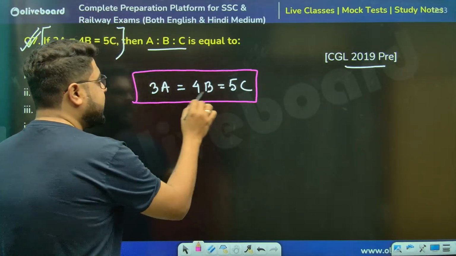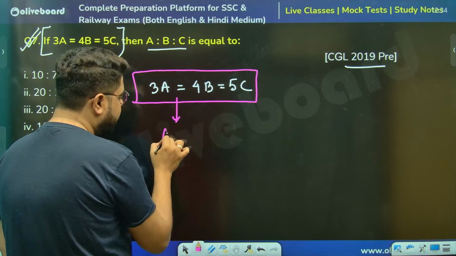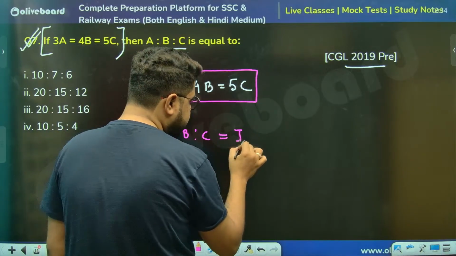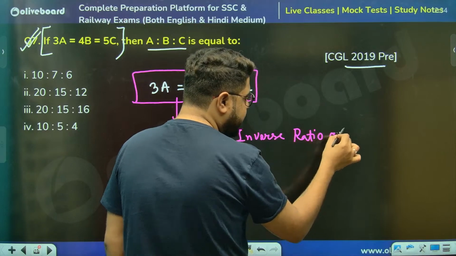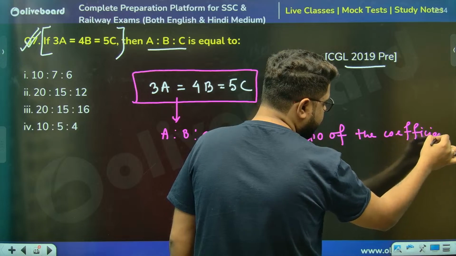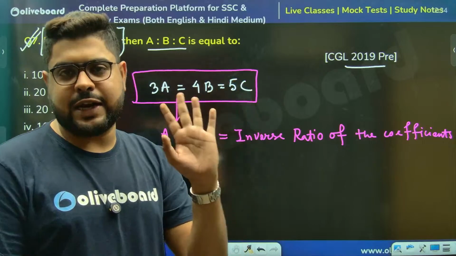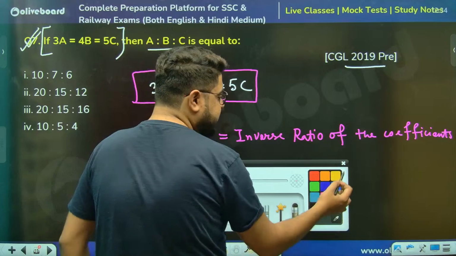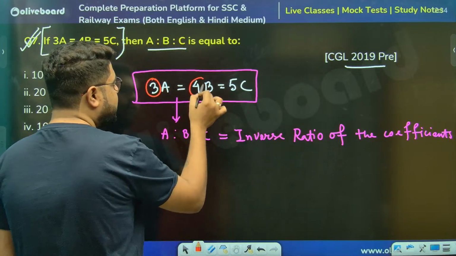Remember, if something like this is given, 3A equal to 4B equal to 5C, always remember, sir, A ratio B ratio C is always equal to the inverse ratio of the coefficients. Now, you might have the question, sir, why? I'll give you the answer to that why as well. Don't worry. क्यों वो भी मैं बताऊंगा. Sir, inverse ratio of coefficients means inverse ratio of 3, 4, and 5.